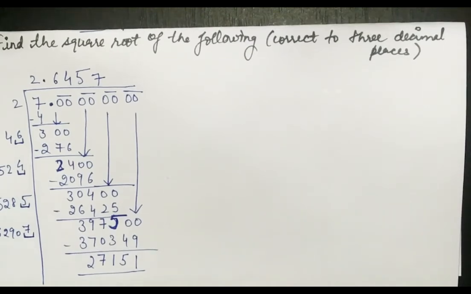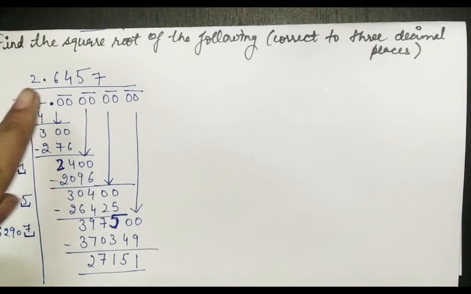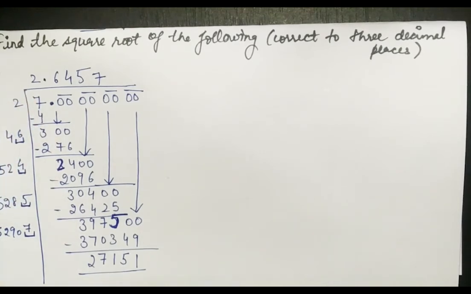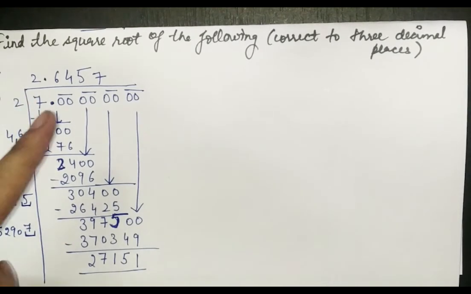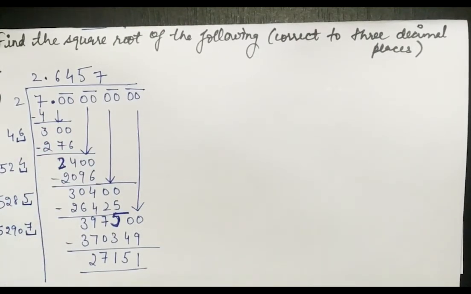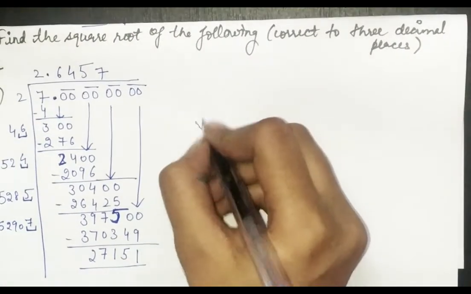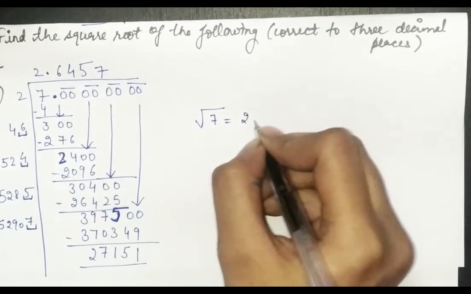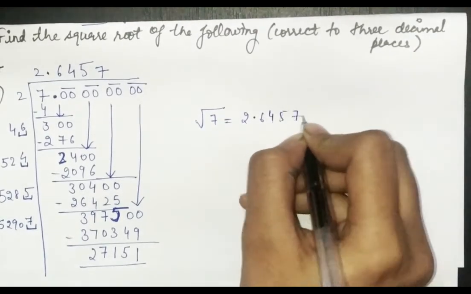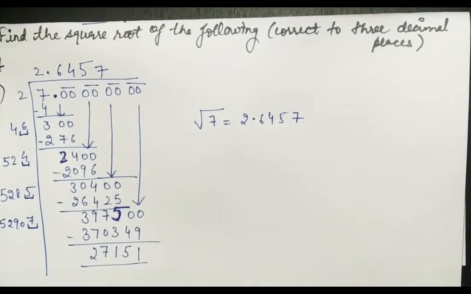Now we can't go further, as we want the answer correct to only 3 decimal places, and here we have 4 decimal places. That means only 3 digits should remain after the decimal, but we already have 4 digits, so we have to round off to get 3 digits. How to do that? You will write that root 7 is equal to 2.6457. This is the original number that we have got. So how to do round off?